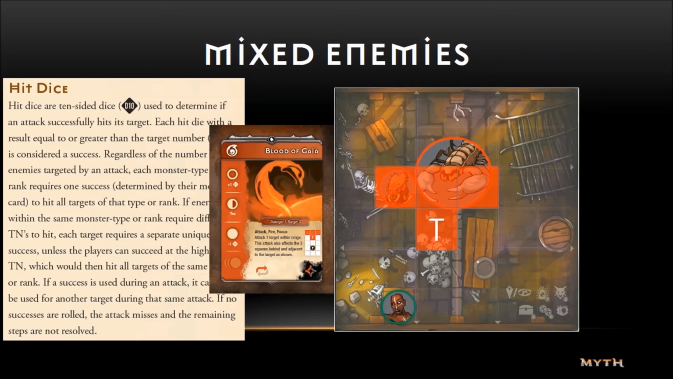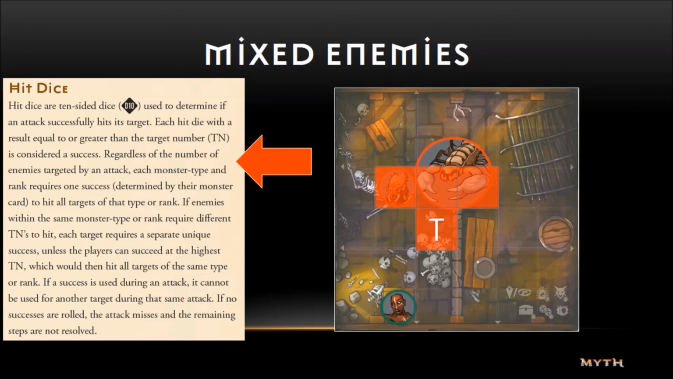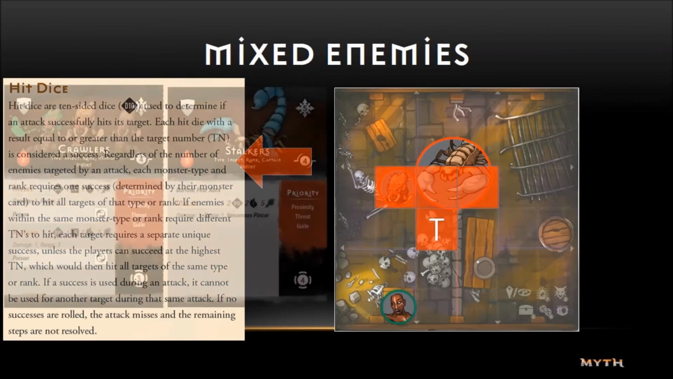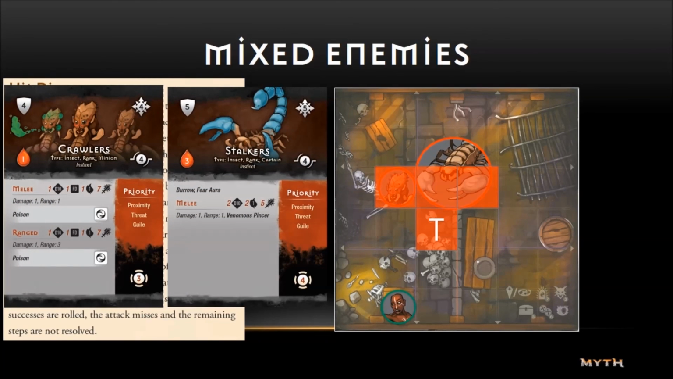And remember, regardless of the number of enemies targeted by attack, each monster type and rank requires 1 success to hit all targets of that type or rank. So let's take a look at the mechanics here. I've got the crawlers and the stalkers on the tile. I want to engage them with Blood of Gaia, and in order to engage each of these monsters, I need a successful dice roll of 4 to be successful against the crawler, and I need a 5 or higher to be successful against the stalker.